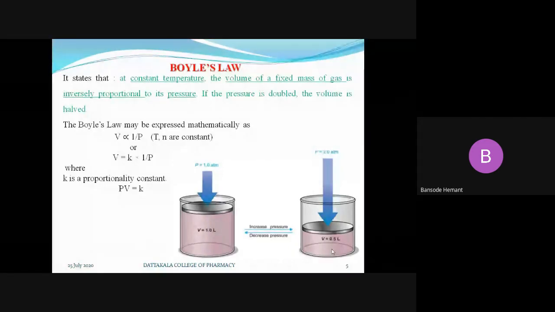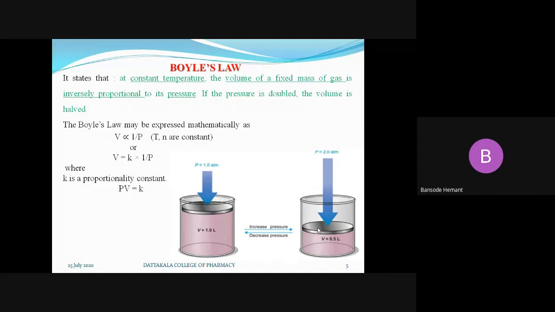So what can we conclude? Increase in the pressure leads to a decrease in the volume of the gas. Simply, volume is inversely proportional to the pressure applied on that container or vessel at constant temperature and fixed mass of the gas, that is, a fixed number of moles.